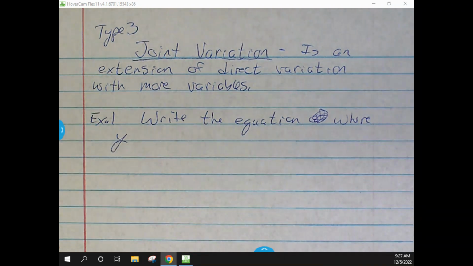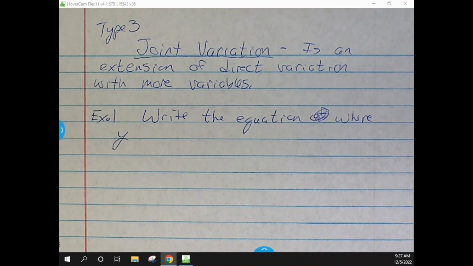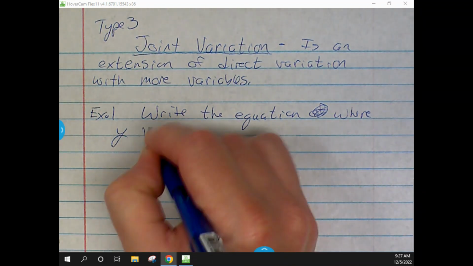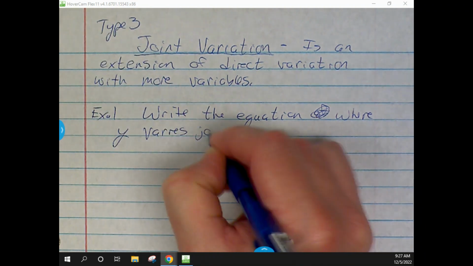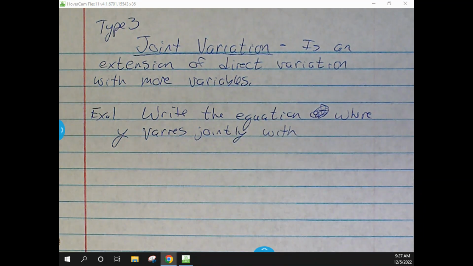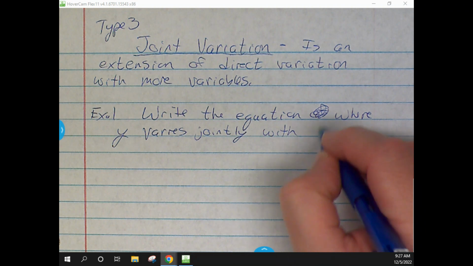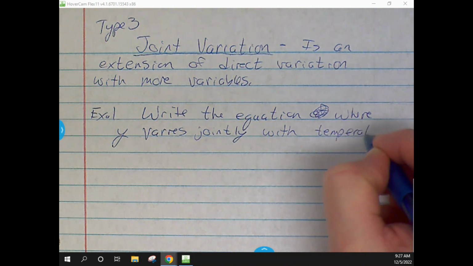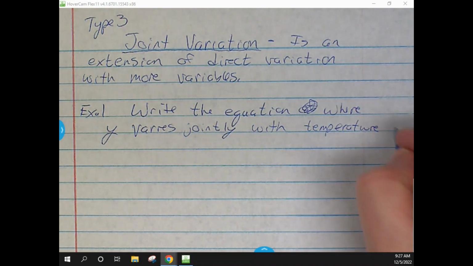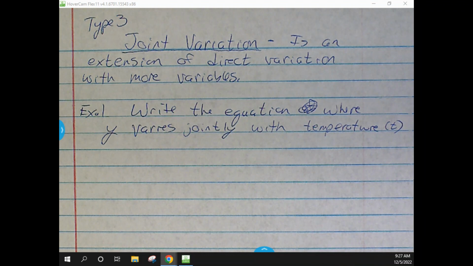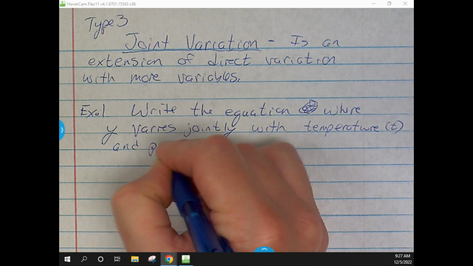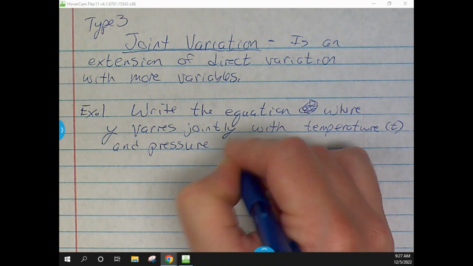Some of these are going to ask you to write some equations based on what variables and how they set this thing up. So we're going to do this. Write the equation where y varies jointly with temperature, we'll call it T, and pressure, which we'll call P.